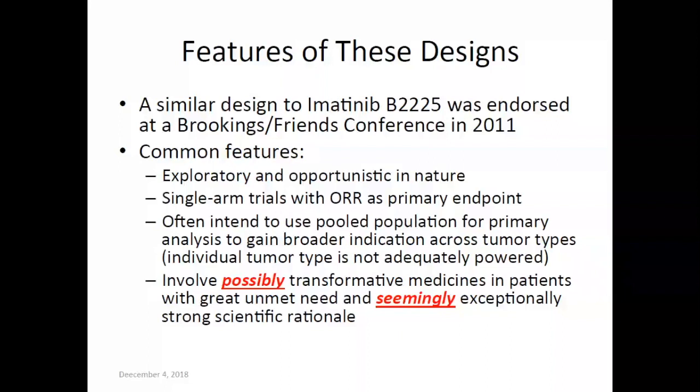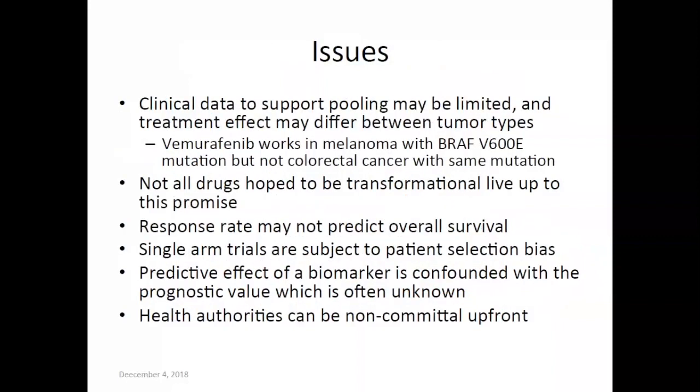We don't want these examples to lead to people's bias getting the better of them, and they all think they have Gleevec or pembrolizumab. And there are many issues with trying to do this if you don't have Gleevec or pembrolizumab. First of all, even if you do, vemurafenib was an exceptional drug, works like a charm in melanoma, but it doesn't work in colorectal cancer that has the same mutation. That was not anticipated. Not all drugs that are hoped to be transformational live up to this promise.